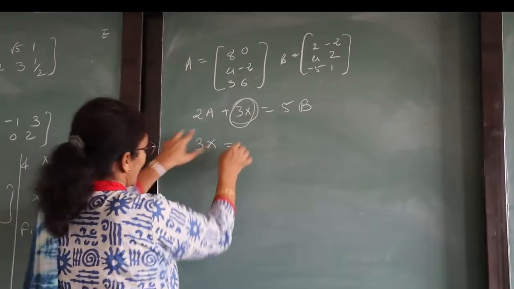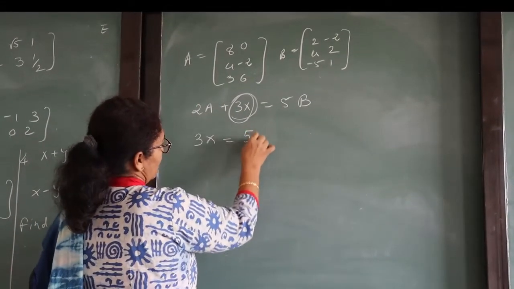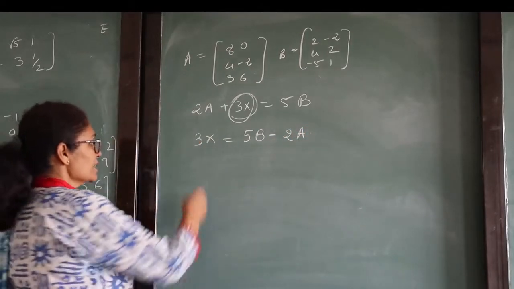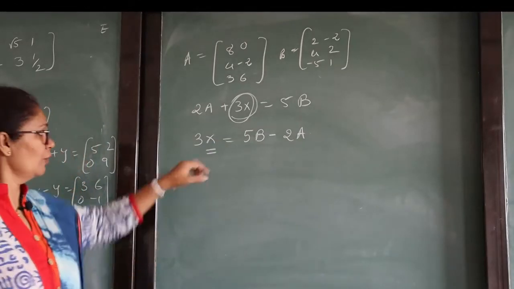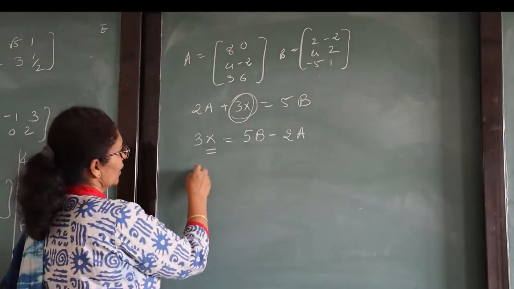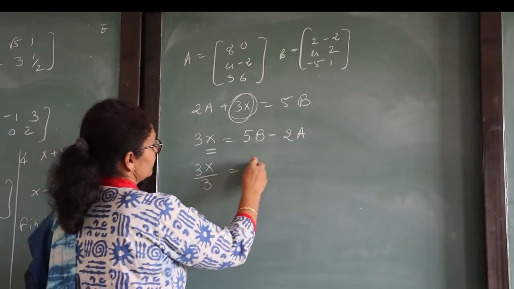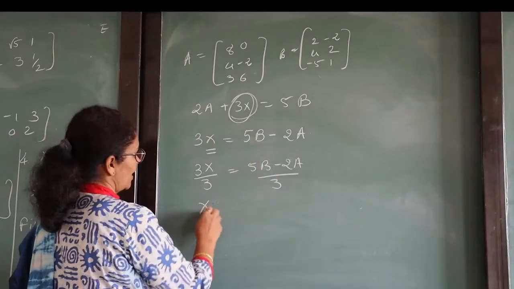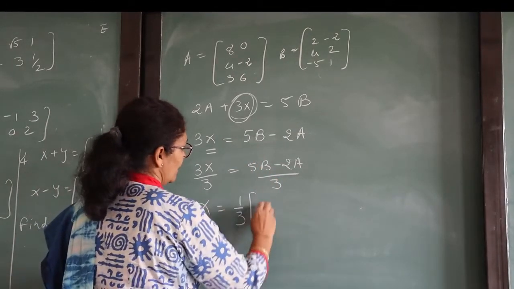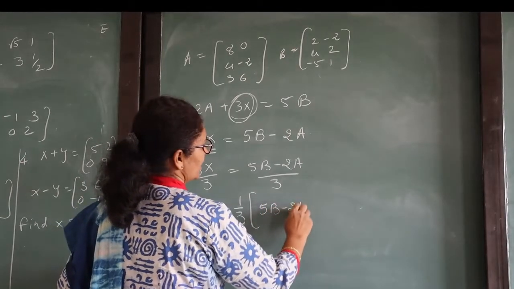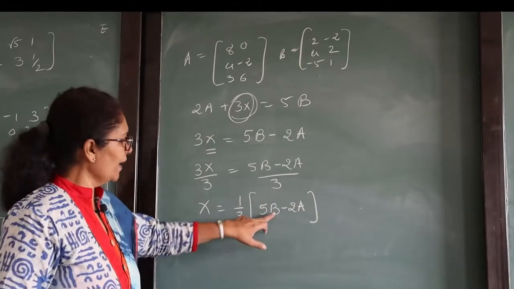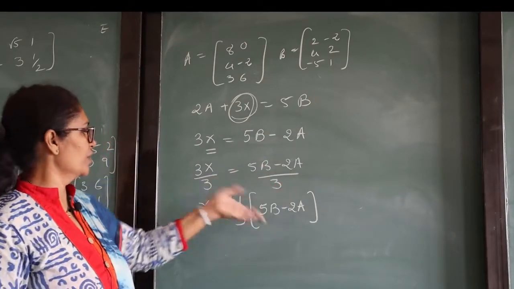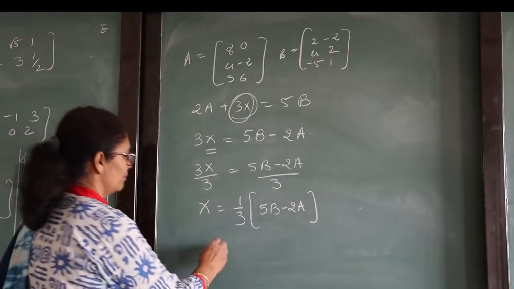We will shift 2A to the side of 5B. So when you shift it, you have to change the sign. Now still we want to find X only. We don't want the 3, so divide by 3 on both sides. So 5B minus 2A by 3. So how can you write it? X will be 1 by 3 of 5B minus 2A. Now you have to multiply your matrix B with 5, matrix A with 2, then subtract, and then divide the answer by 3.